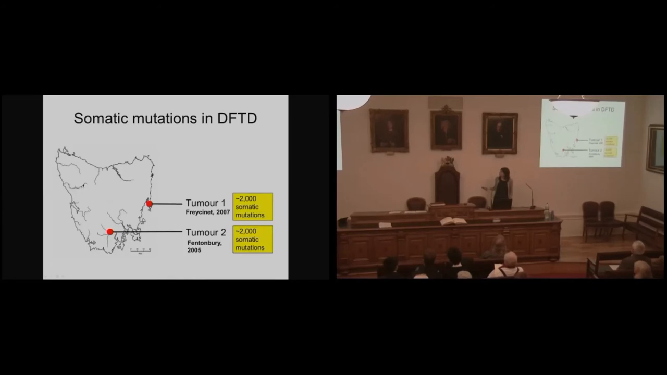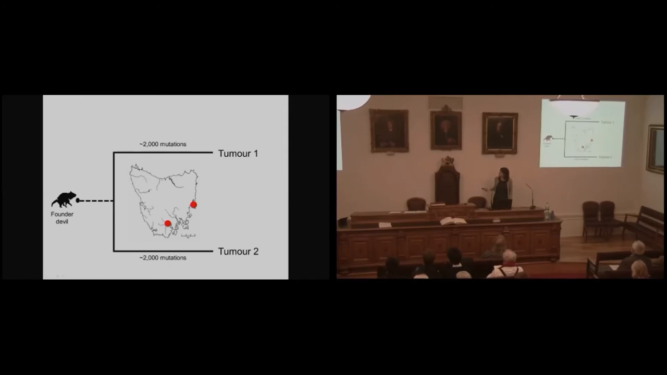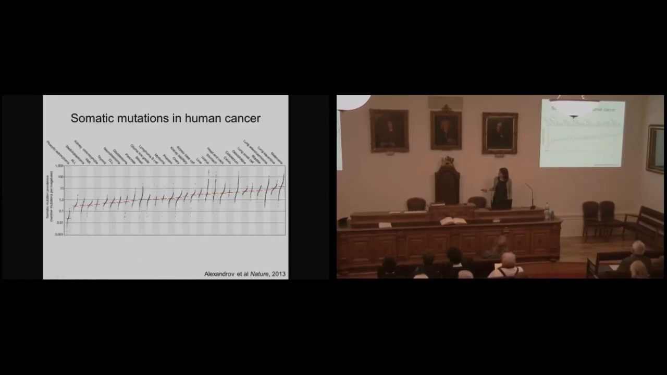So we did this, and we found that each of these two tumors had around 2,000 mutations each. So just displaying that in a different way, we can say that these two tumors from different parts of Tasmania have each acquired about 2,000 mutations since they diverged from this most recent common ancestor tumor back here. So that means that DFTD, at least based on this analysis, is somewhere around this lower end of the range in terms of number of mutations, which is quite interesting and suggests that chronic exposure to carcinogens probably hasn't been a part of the evolution of DFTD.